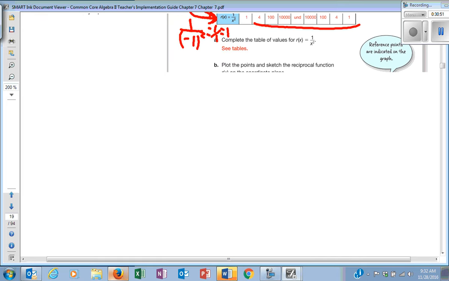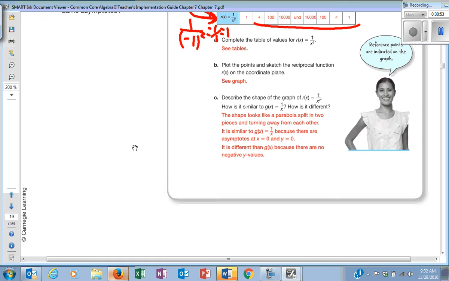And it says right here, does the shape of 1 over x squared, how is it similar to 1 over x? Well, the shape looks like a parabola split into 2, and they're turning away from each other. It's similar because they have asymptotes at x equals 0 and y equals 0. They're different because there are no negative values.